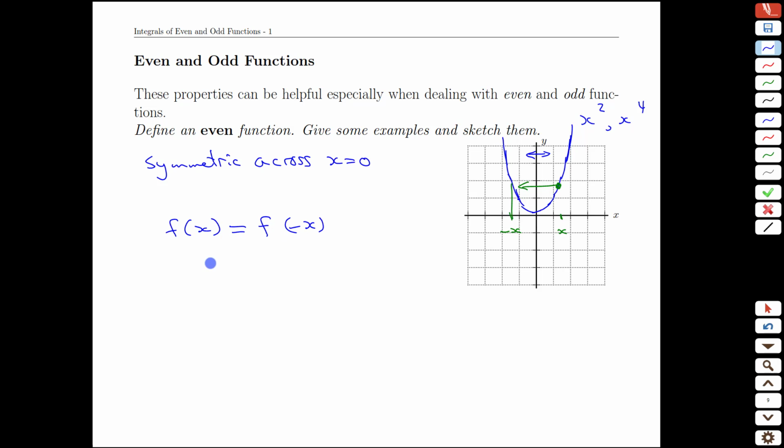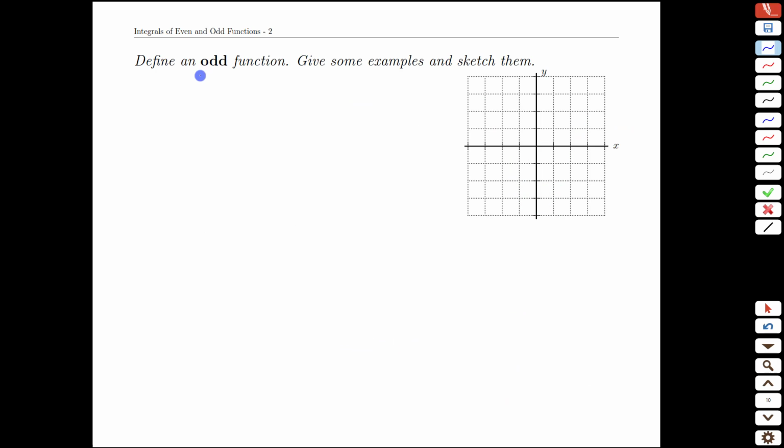Other functions that we could list would be things like cosine of x. If we look at the cosine graph, it starts and goes down, but it does that on both sides of x equals 0. Any other power, x to the 4, x to the 8, and also combinations. If we added an even function to another even function, it would still have that same symmetry. Okay, well that's even functions.